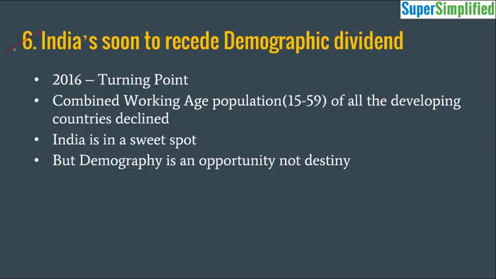Now let's move to point number 6. India soon to recede demographic dividend. It says that 2016 was a turning point in world history because the combined working age population of all developing countries declined in 2016. And if you see, India is in a sweet spot because we have not yet reached our peak of demographic dividend, right? But it says that demography is an opportunity, it is not a destiny. So we have an opportunity and we have to encash that. That's when it is going to help us, otherwise it is just an opportunity lost.